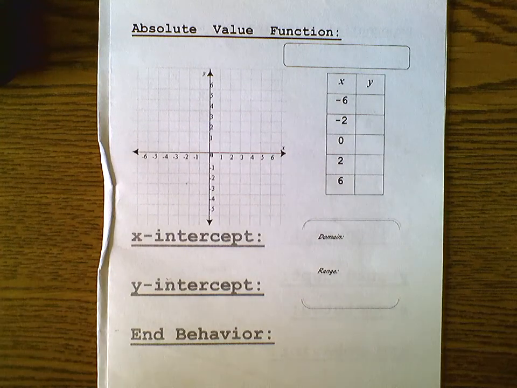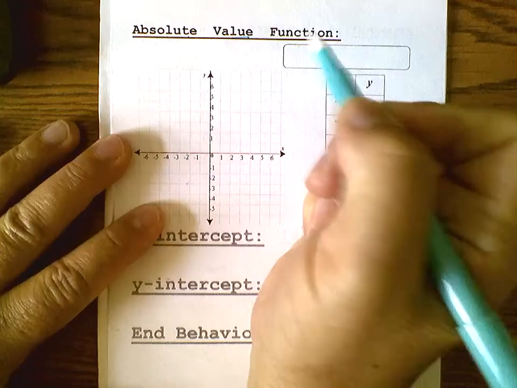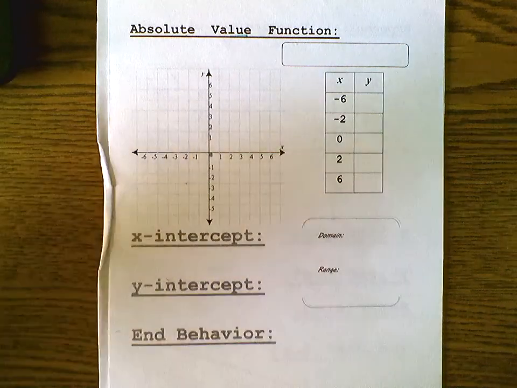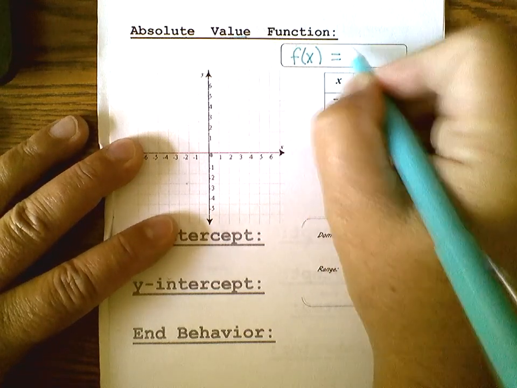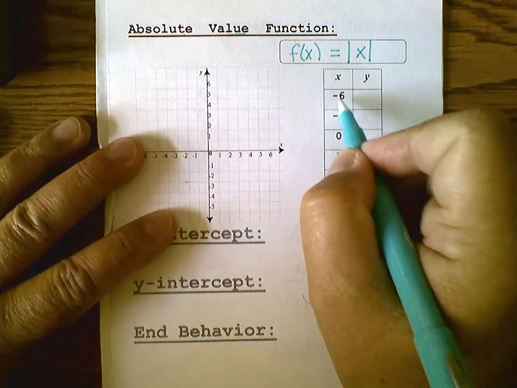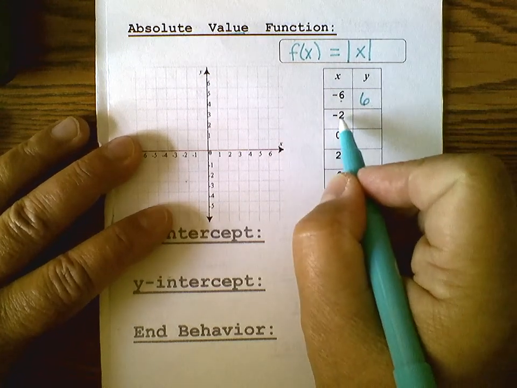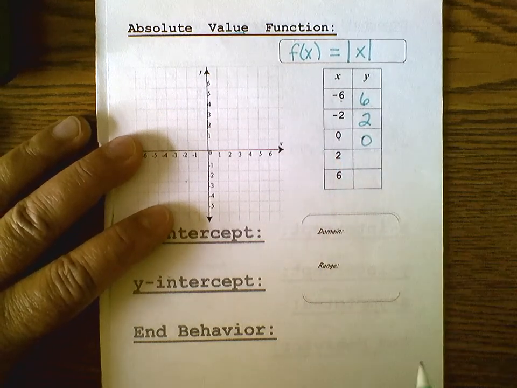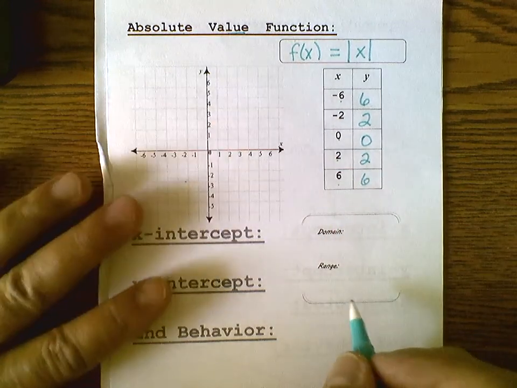Moving on to the absolute value function. If you remember, the absolute value is the distance from 0. And when you measure something, you are always measuring a positive number. So the function for absolute value, I hope you remember that it's the bars around the x. So what is the absolute value of -6? That would be a positive 6. -2 is 2 units from 0. 0 is 0 units from 0. 2 is 2 units from 0. And 6 is 6 units from 0.